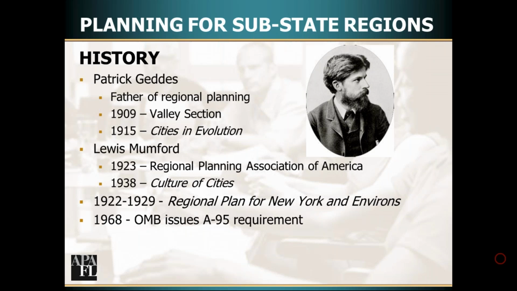The other thing here is there was a series of volumes between '22 and '29 called the Regional Plan for New York and its Environs. One of those, volume 7, is where the neighborhood unit basically came out of. Okay.